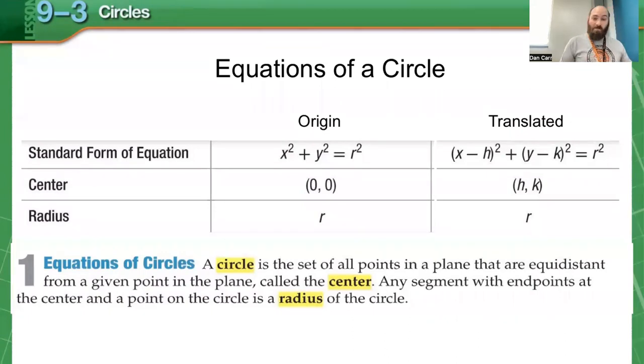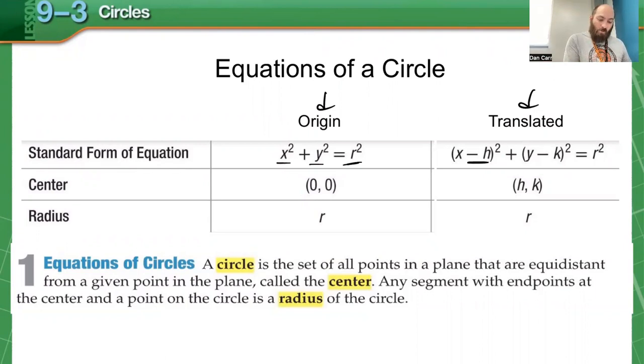First thing though, let's talk about definition. These are the two types we'll work with here. If you are doing a circle that's at the origin, it's just going to be x squared plus y squared equals radius squared. The center is at the origin, so that's 0, 0, and r is the radius. If r squared is in the equation, you square root that to get to the radius. The translated version looks like this.